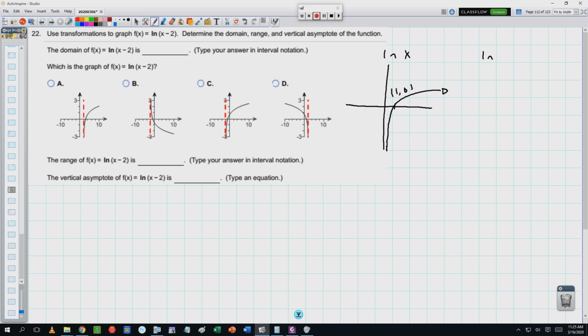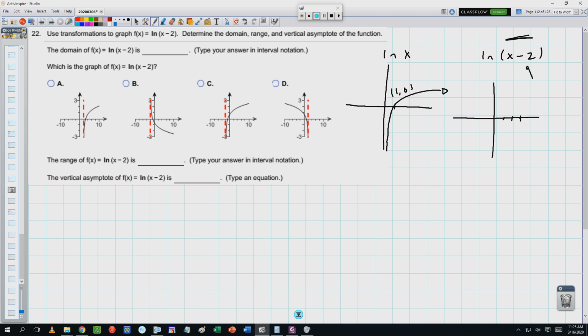If we wanted to graph the natural log of x minus 2, we need to remember that this is what I call an h-value. And h-values have a tendency to move your graphs sideways. And it's always opposite of what you see. So it'd take that graph, and instead of it going through where it did at (1, 0), it would shift it over to here at (3, 0).